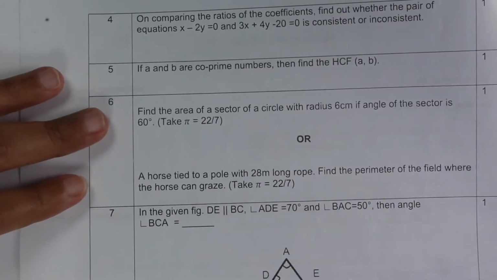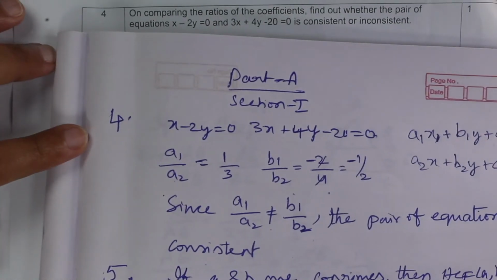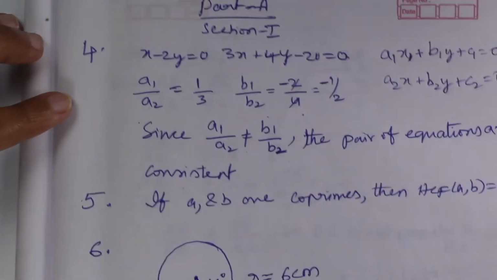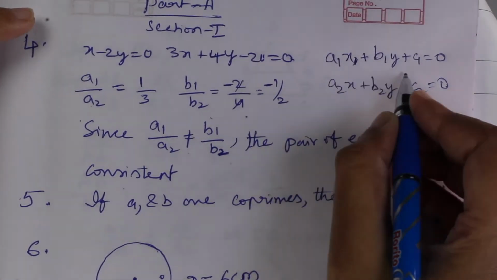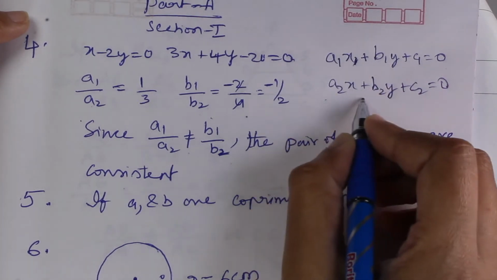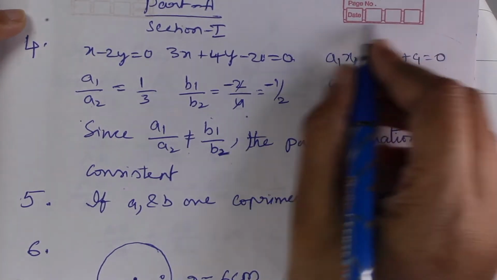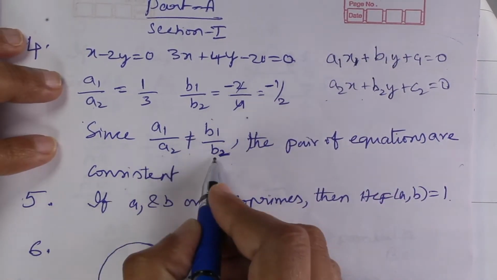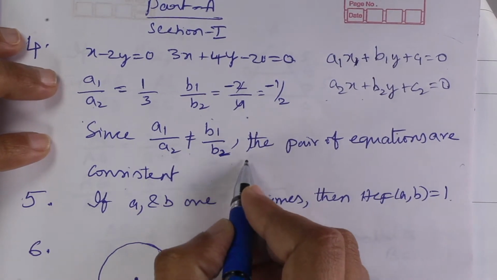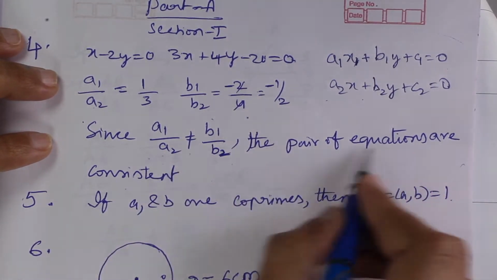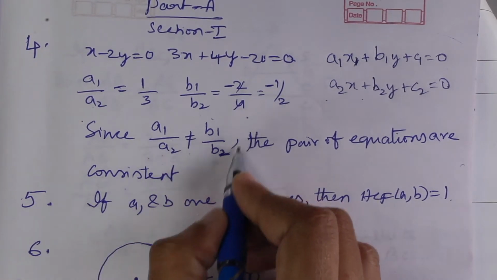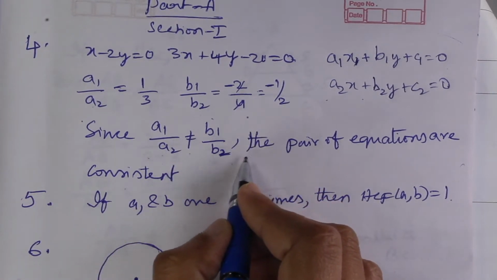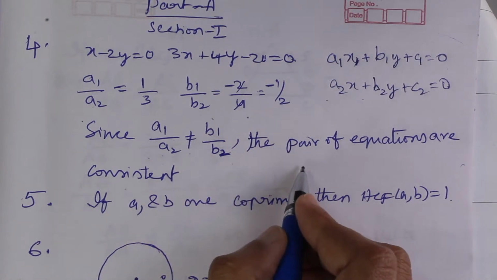So here you can see, if we assume a1x plus b1y plus c1 is equal to 0 and a2x plus b2y plus c2 is equal to 0 as two lines, if a1 by a2 is not equal to b1 by b2, then the pair of equations become consistent. If a1 by a2 is equal to b1 by b2 is not equal to c1 by c2, then the pair becomes parallel lines, that is inconsistent.